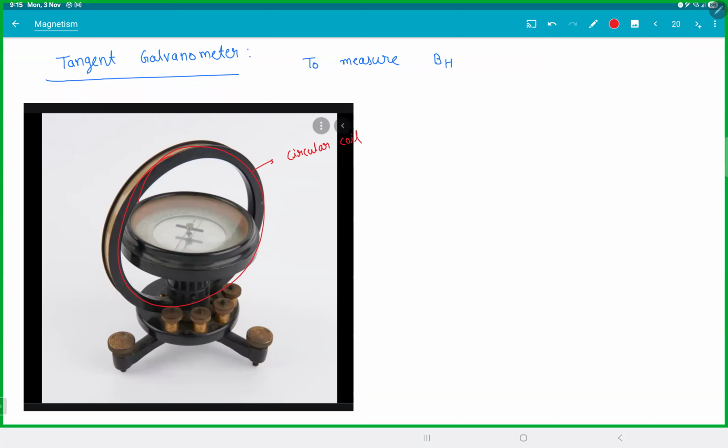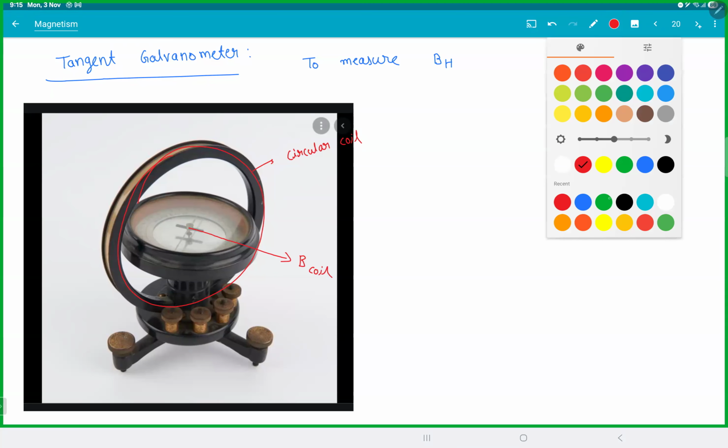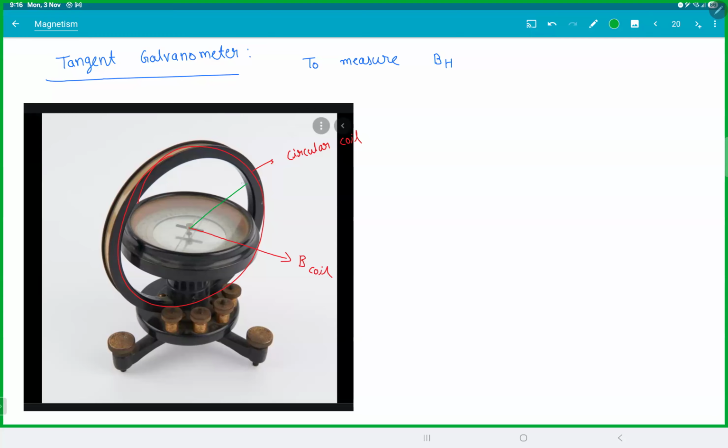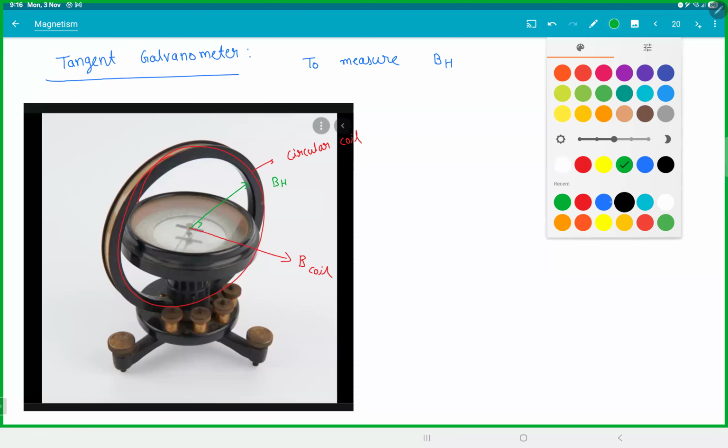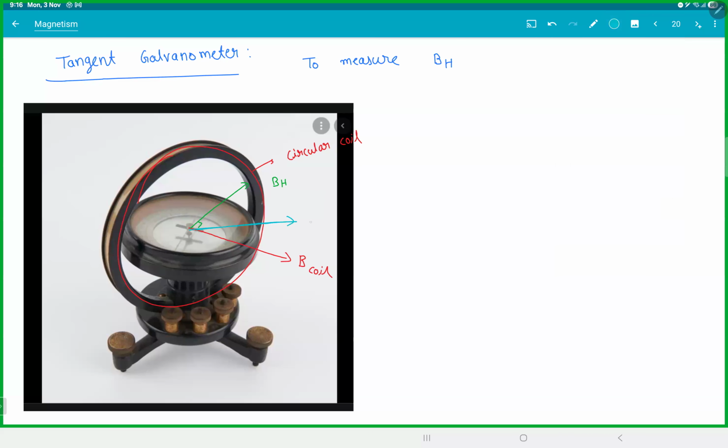When you send current through this coil, it will generate a magnetic field. You adjust the coil such that BH and B coil are perpendicular. Then the needle will deflect along the net magnetic field. If you look at this picture from the top view, this will be BH. This will be B coil. And what is B coil? B coil is due to the number of turns, and the magnetic field due to circular turns is mu naught N I by 2R.